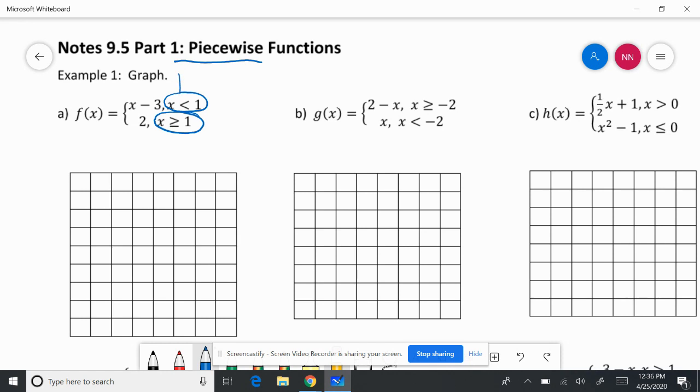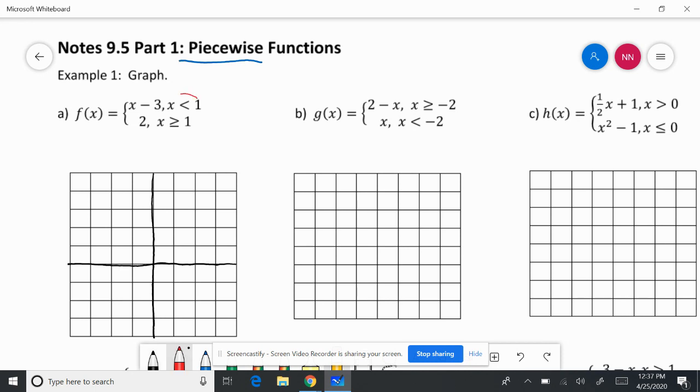This part of the equation is on the left-hand side because it's everything less than x. This one right here is everything on the right-hand side. In each of these cases, we have two different functions, and we're going to graph them on the same coordinate system. When we look at our first one, we always start with our domain. Whatever our domain is, that is our starting point.